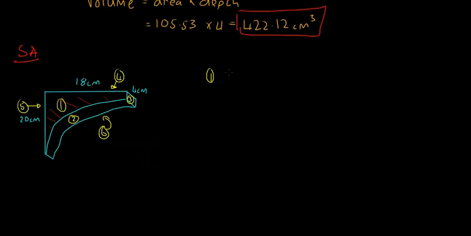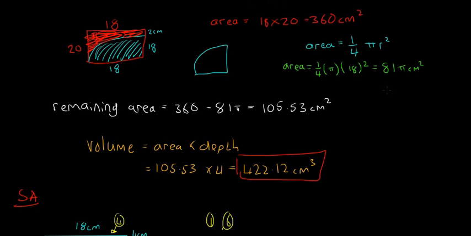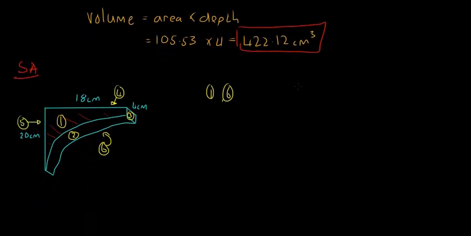So 1 and 6, easy enough, we've already done it. If we scroll back up, we can find that the area of our face is 105.53 centimeters. So I'm going to say 1 and 6 is equal to 105.53 centimeters squared. 3, 4 and 5 are going to be easy enough to calculate as well.